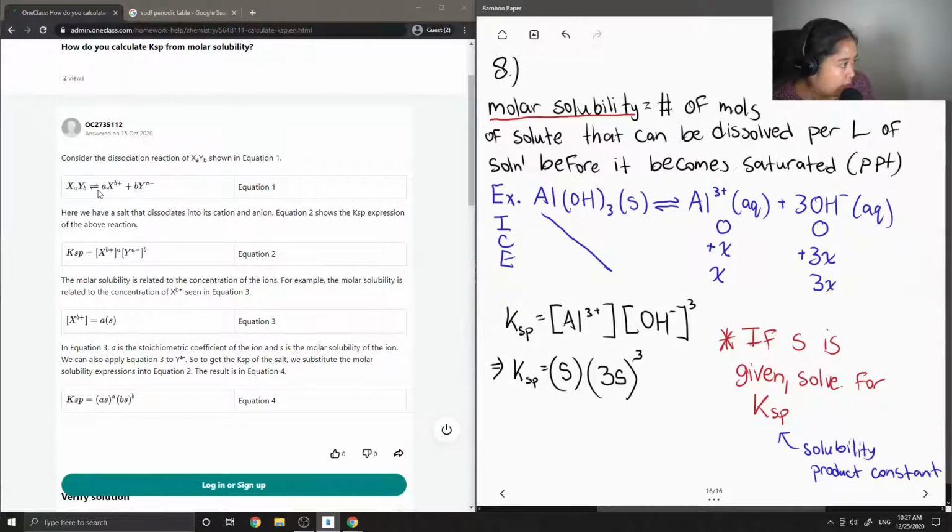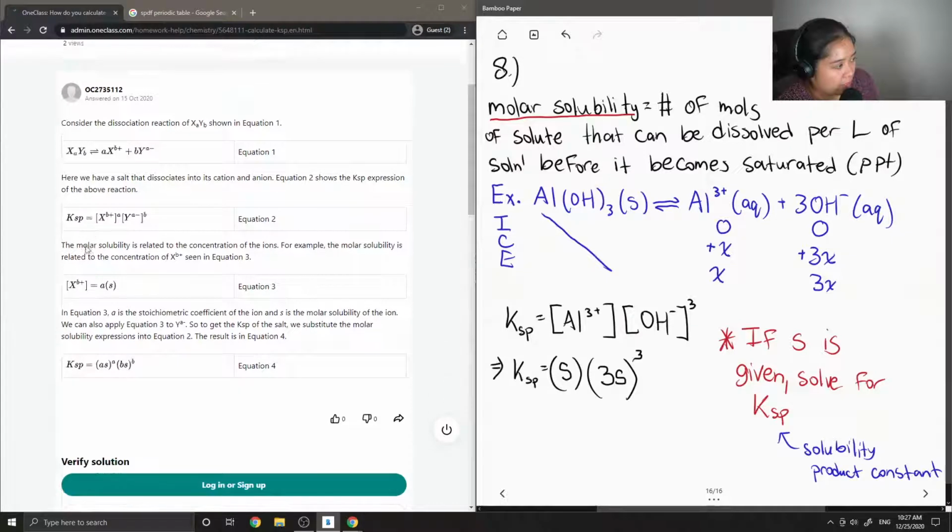And they showed that when this compound dissociates, it forms a number of X ions, which has an oxidation number of B plus, and a number of Y ions that has an oxidation number of A minus. Okay, so here we have a salt that dissociates into its cation and anion. Equation 2 shows the KSP expression of the above reaction.